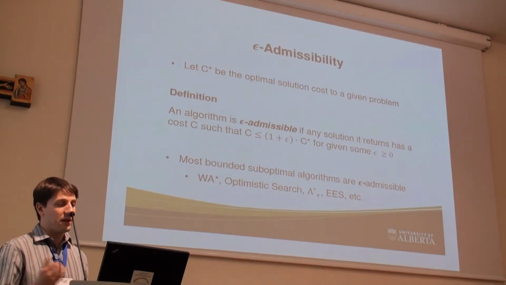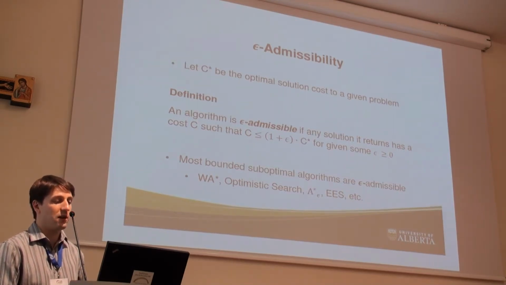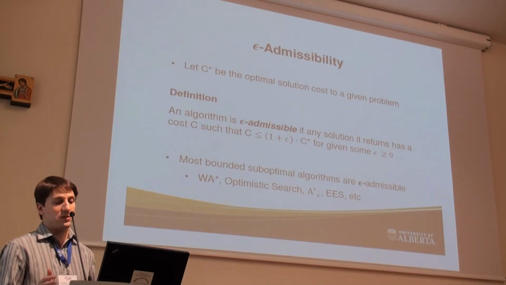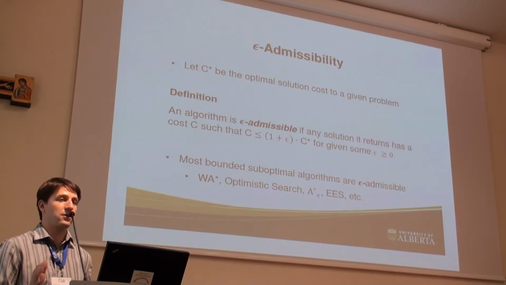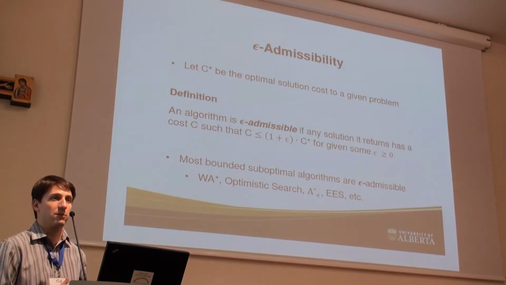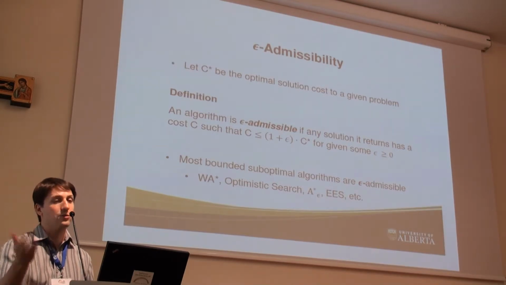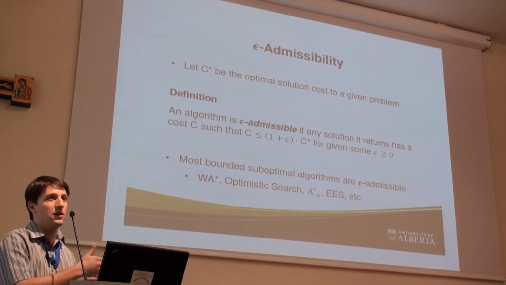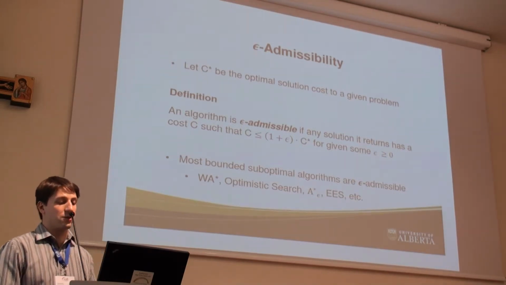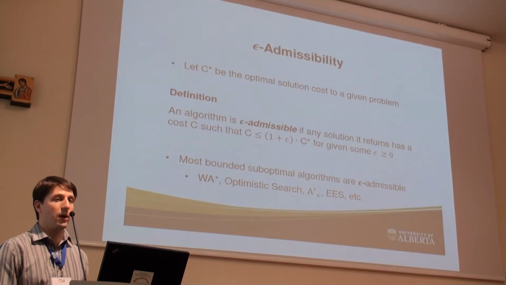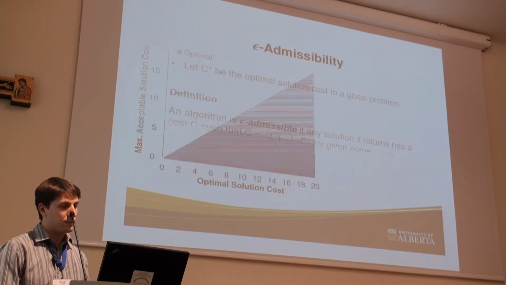And essentially what we're saying is, if you have an optimal solution, we'll say the optimal solution cost is C star, an algorithm is said to be epsilon admissible if any solution it returns is guaranteed to have a cost that is no more than a factor larger than the optimal cost. That factor is given by 1 plus epsilon. As the system designer, you assign what epsilon is, and you get to decide what the acceptable solutions are in that way. And there have been many algorithms in the search literature that are epsilon admissible, things like weighted A star, optimistic search, A star epsilon, EES, and many, many others.